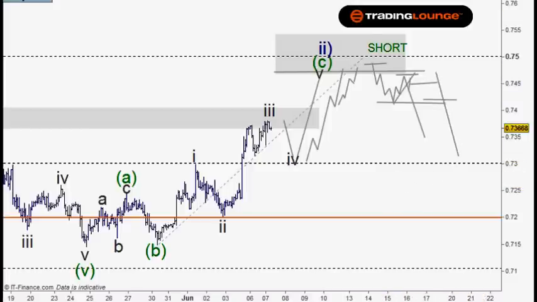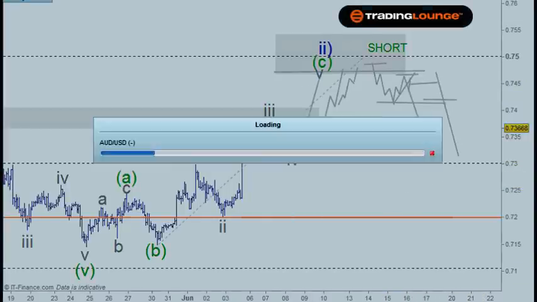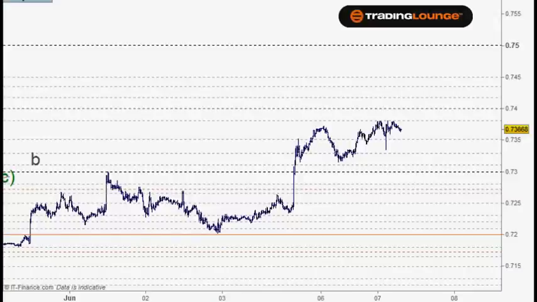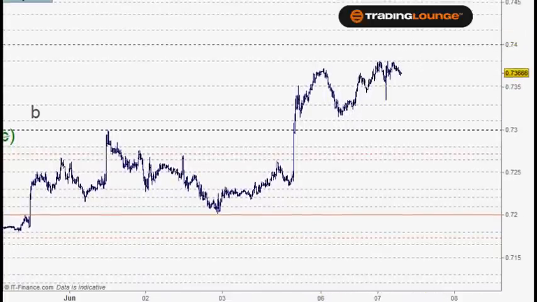Down here on the 15-minute chart, oops, I haven't updated that, so sorry about that. But it does give me an idea. We can see that 1, 2, 3, 4, 5 here is basically completed. So we can look at the fourth wave moving in from here.